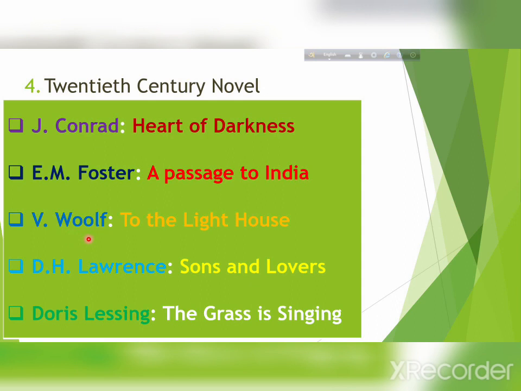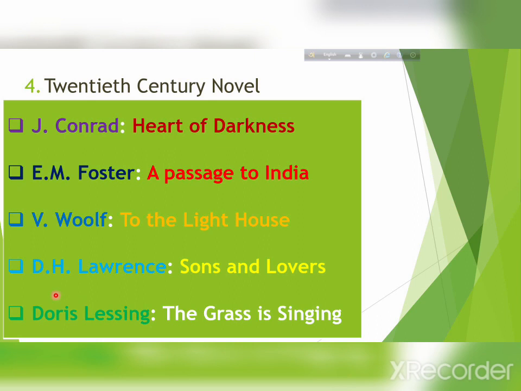Next one is To the Lighthouse. To the Lighthouse, written by Virginia Woolf, who was an English writer regarded as one of the most prominent modernist 20th century authors and also a pioneer in the use of stream of consciousness as a narrative device. Next one is Sons and Lovers, written by D.H.